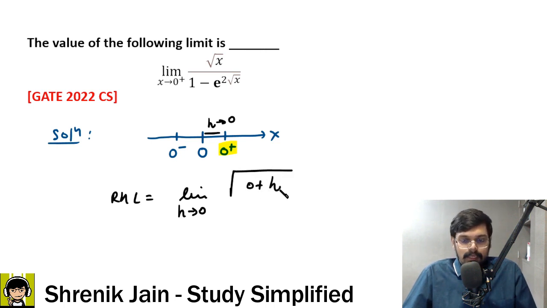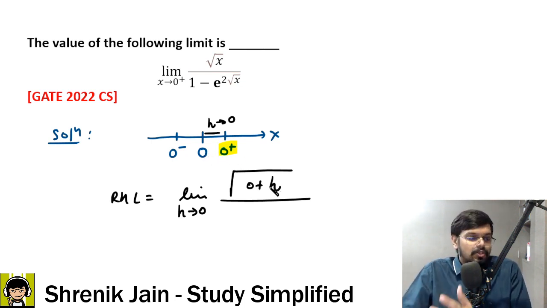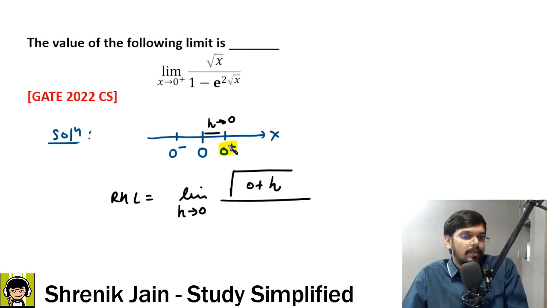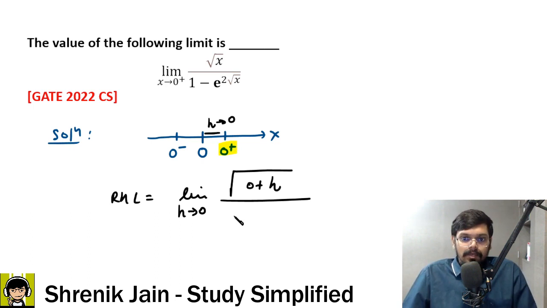0 plus h. आपको पता है ना कैसे करते हैं हम, या नहीं पता है? कमेंट करके पता है ना आपको? यस, अगर 0 हम राइट हैंड साइड से अप्रोच कर रहे हैं तो 0 प्लस एच ही होगा, बिकॉज h इज अ पॉजिटिव स्मॉल वैल्यू एज यू कैन सी हियर, राइट? ओके, now I can say that the denominator is 1 minus e to the power 2. This x is changed as 0 plus h.